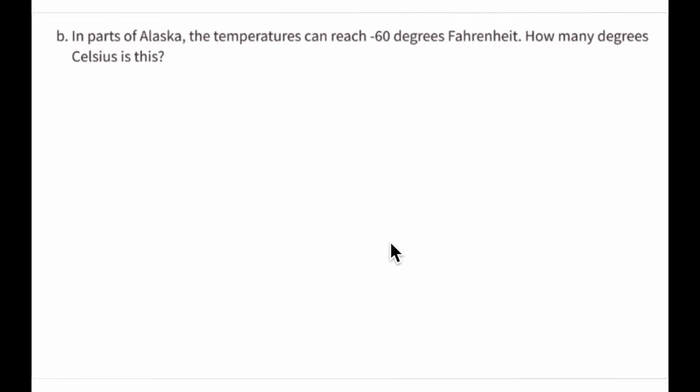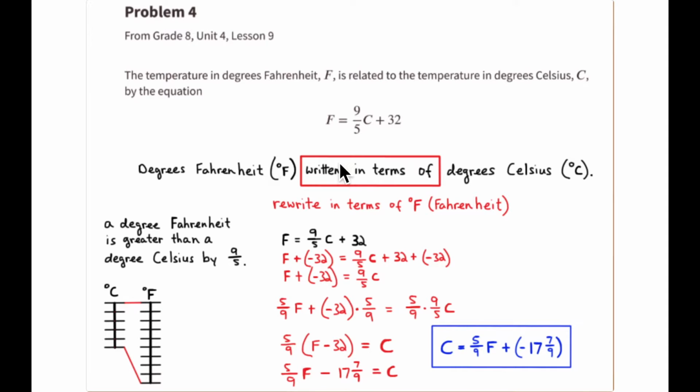For part B, you're given the temperature in Fahrenheit, so negative 60 degrees Fahrenheit, and you're supposed to figure out what that temperature is in degrees Celsius. Now you can use either form of the equation that you want. The authors seem to push you towards using this form of the equation. So if you're given 60 degrees Fahrenheit, you just plug in 60 degrees here and you solve for degrees Celsius. Or you could use this form of the equation.